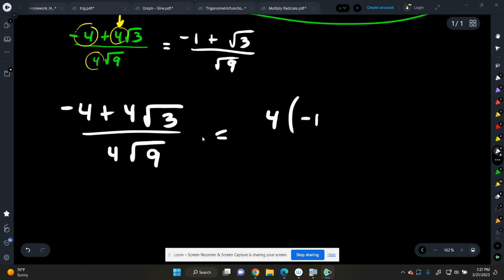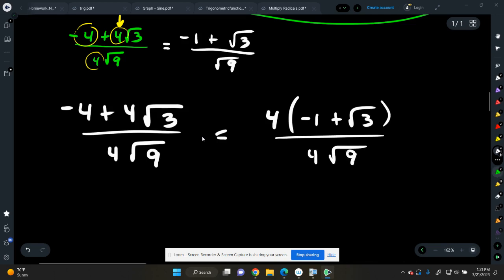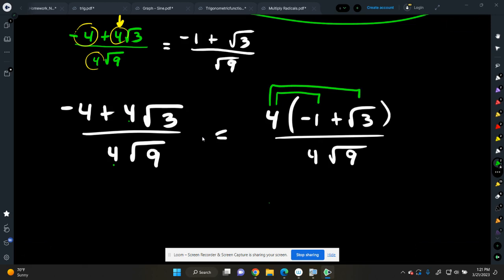And that gives me -1 plus the square root of 3 over 4 times the square root of 9. Because I took a 4 out of -4. But you can't take that 4 out. Which 4? You talking about this one on the bottom? Yeah, I took a 4 out. So if I were to distribute this, that'd give me -4 plus 4 root 3. So I factored the 4 out.